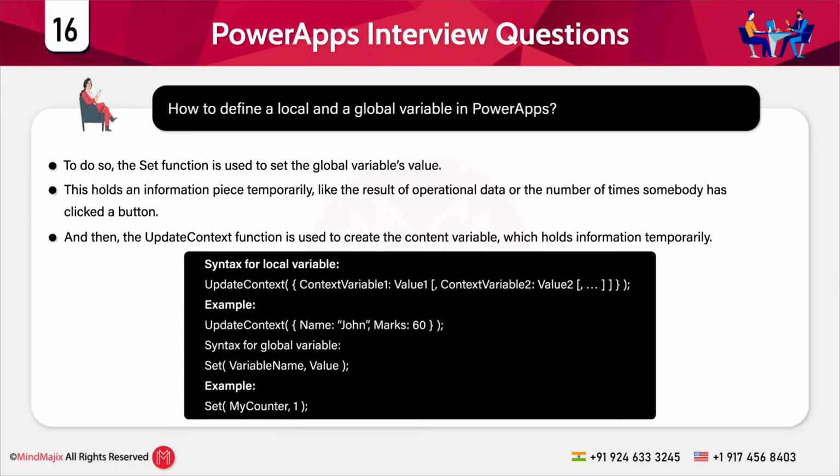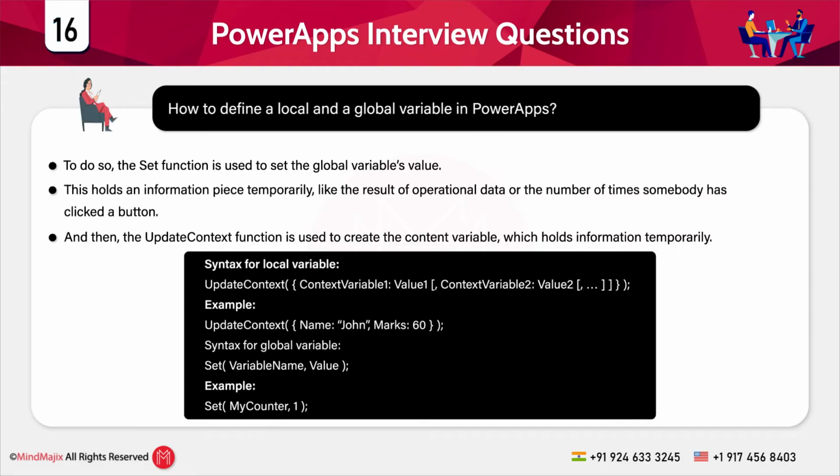Okay, and if you talk about the global variable, this is the syntax that you must follow. So first you must use the set, and then the variable name and variable value. For example, in this set you can define a counter. So what is the job of a counter variable? It just counts the number of occurrences of anything.